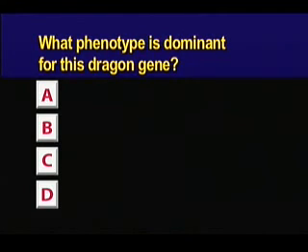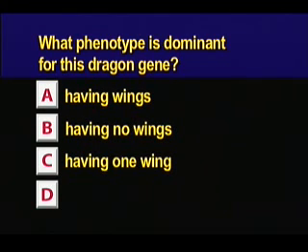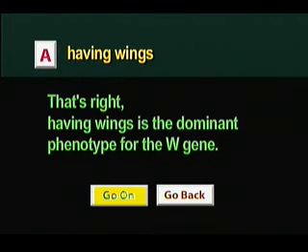Here is a question to try. What phenotype is dominant for this dragon gene? A. Having wings. B. Having no wings. C. Having 1 wing. Or D. Having horns. That's right. Having wings is the dominant phenotype for the W gene.